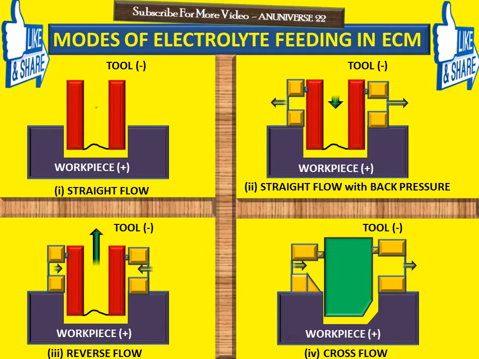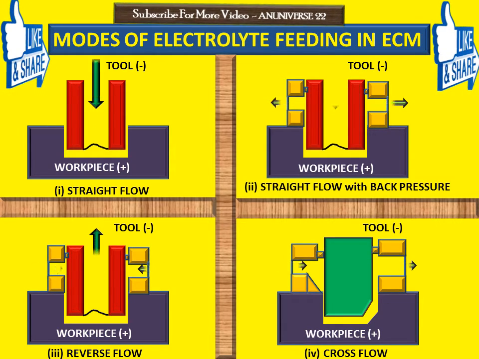The material used for electrochemical machining tools should be electrically conductive and easily machinable to the required geometry. The various materials used for this purpose are copper, brass, stainless steel, titanium, and tungsten. Today we have learnt about the modes of electrolyte feeding in ECM, which are straight flow, straight flow with back pressure, reverse flow, and cross flow.